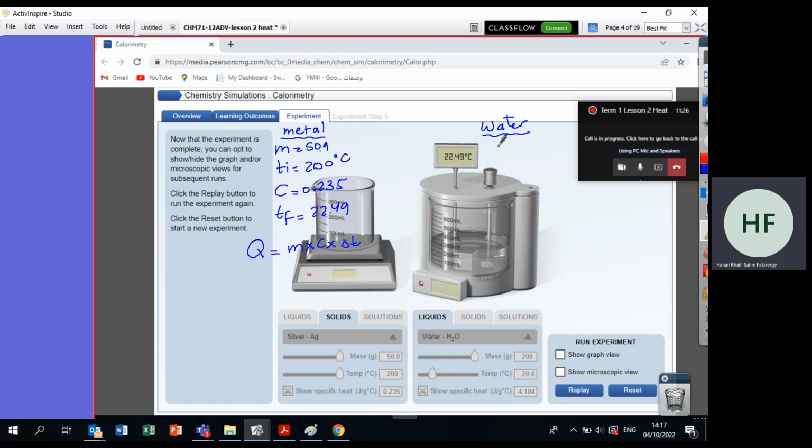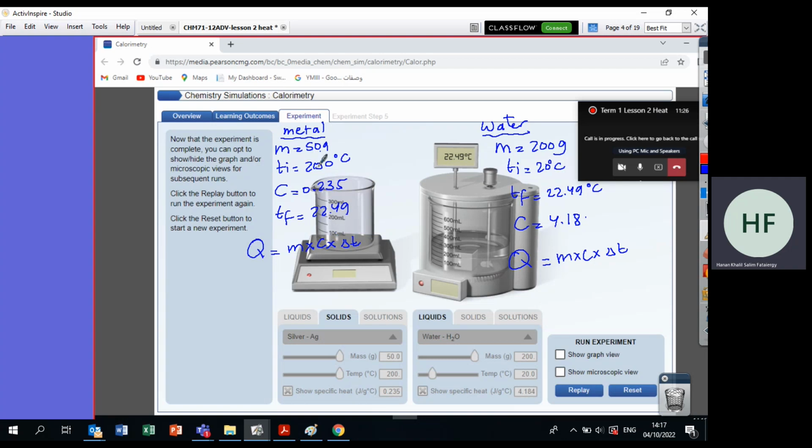Now for water, I have the mass equal to 200 grams and the initial temperature is 20. The final temperature is 22.49. And the specific heat C is equal to 4.18. I want you also to calculate Q. Now, when you calculate Q here and Q here, Q equals M times C times delta T. This Q should be equal to this Q and opposite in sign.